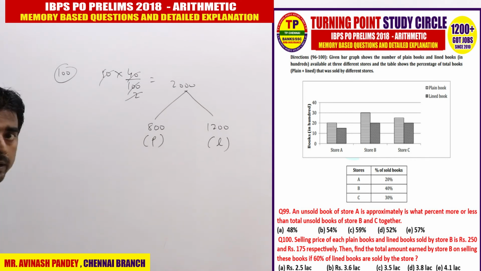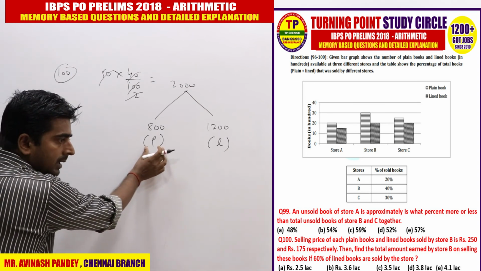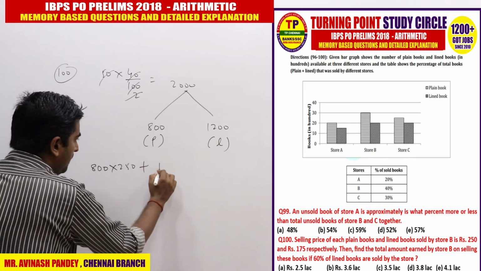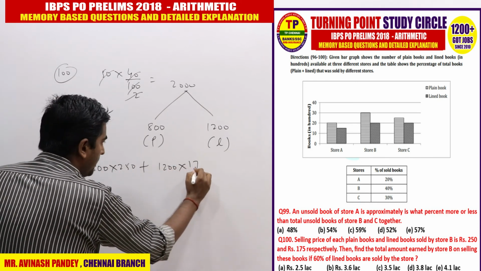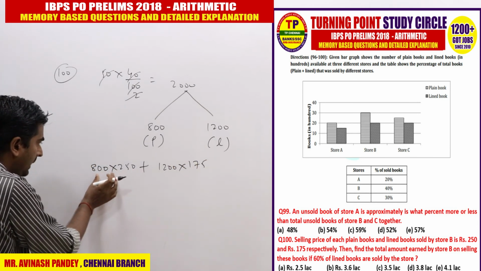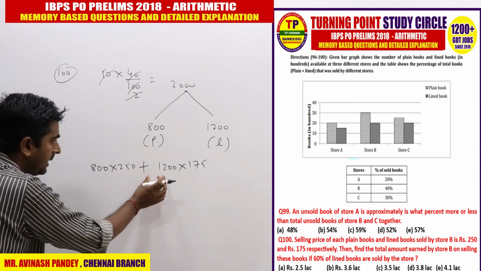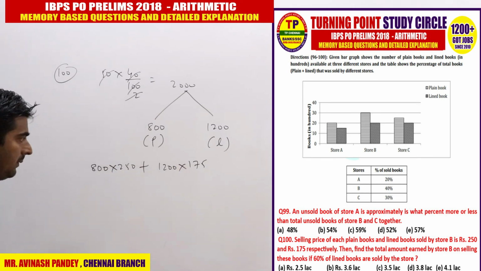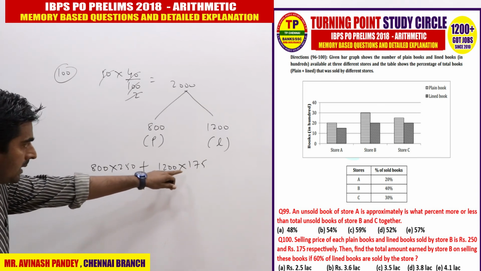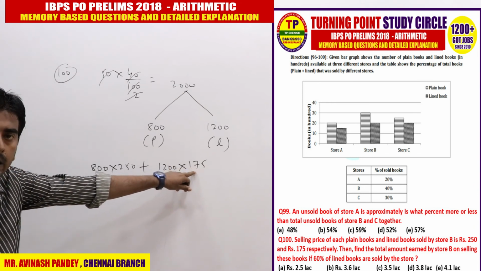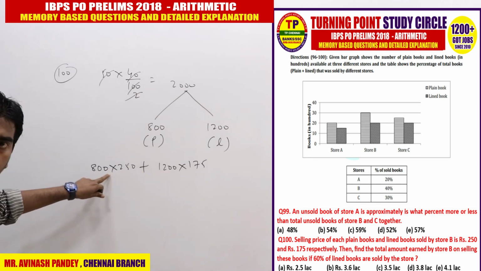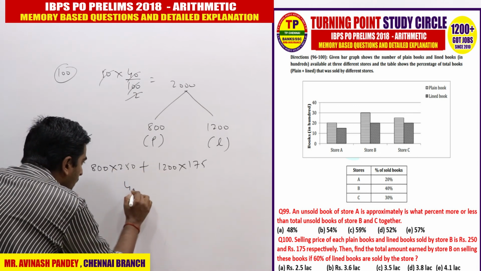Now they are telling that selling price of each plain book and lined book sold by store B is rupees 250 and rupees 175. So plain book is how much? 800. So 800 into 250 plus lined book is how much? 1200 into 175. So when you solve this number, 250 into 8 is 2000, followed by 20 zeros will be there, and 12 into 175. What is 12 into 175? 175 is an odd number, 12 is an even number. Double this number. What is 175 double? 350. This number 6. 350 into 6, what is the answer? 21. 21 plus this number 21. So 21 plus 20, my answer is 4.1 lakh.